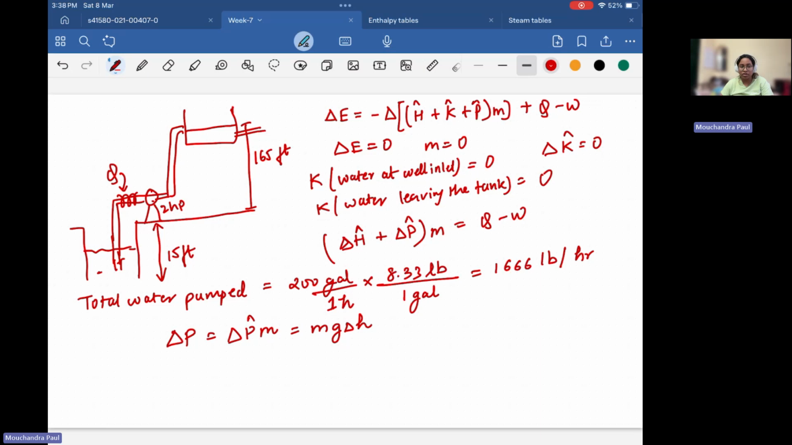For the definition of the potential energy, I wrote it like this. So we now know the total water that is being pumped per hour, the mass of that we now know. So we can fit its value in this formula per hour. G, that is acceleration due to gravity. In British unit system, it is actually 32.2 feet per second squared. And what is the height? So it will be 15 plus 165.